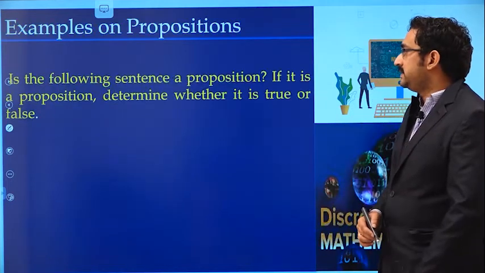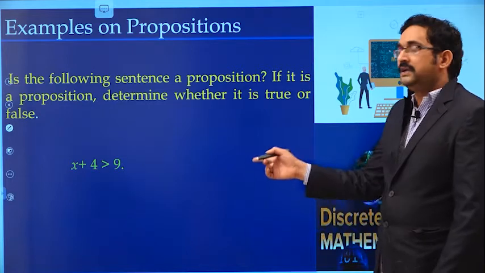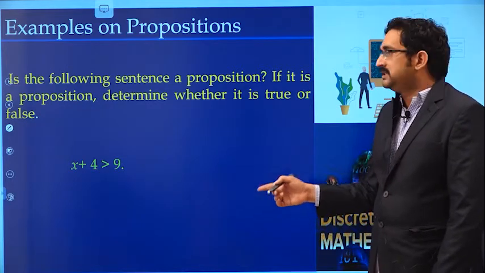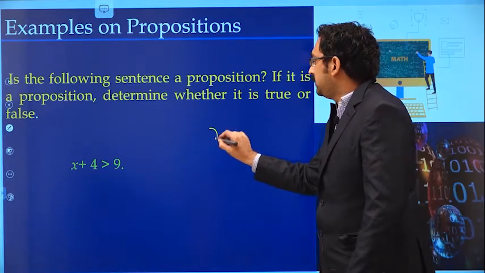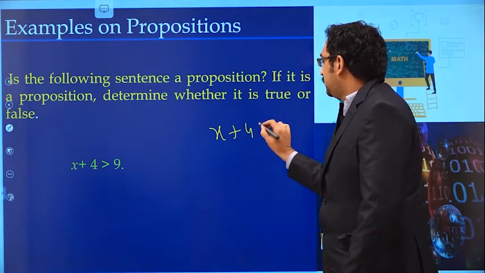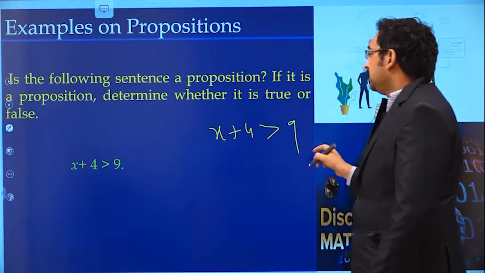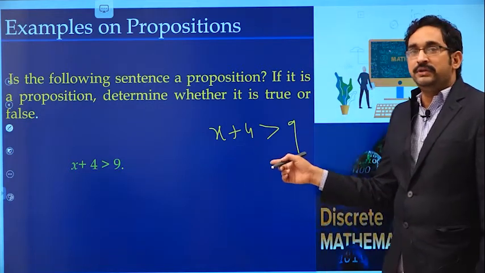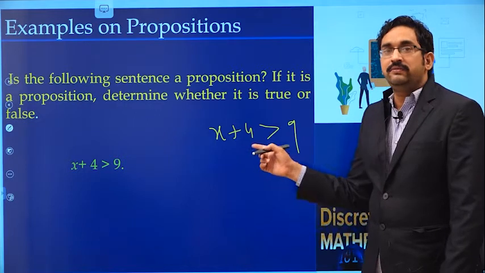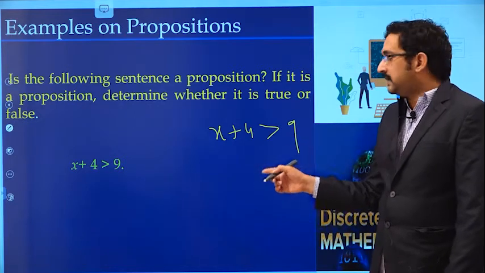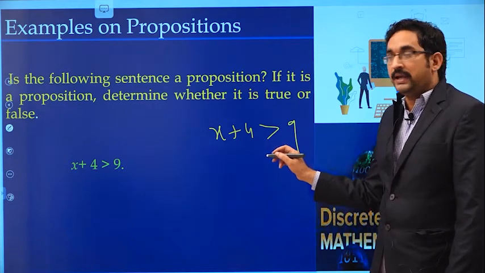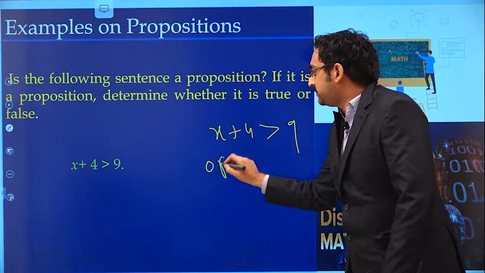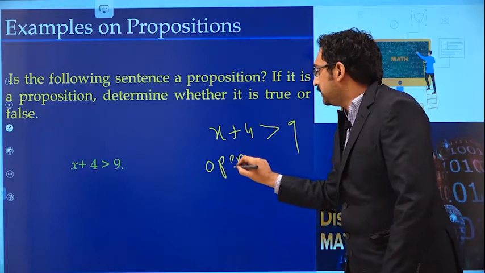Here some statements are given. We have to identify whether each is a proposition or not. If it is a proposition, it is true or false. Here we are given, x plus 4 greater than 9. Here we do not know the value of x. So without knowing the x value, we cannot say whether it is true or false. Such statements are called open statements or open sentences.